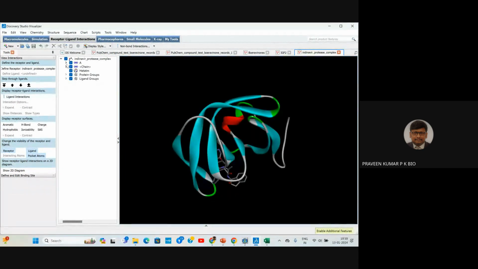If you click view hierarchy, you get a chain with amino acids. Also, your ligand is shown here. This is the ligand, indinavir. And if you select this, this is the HIV protease.